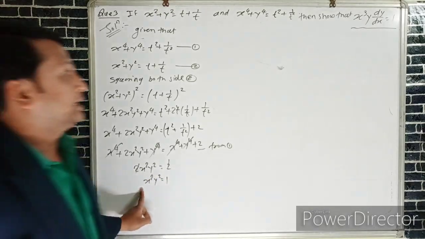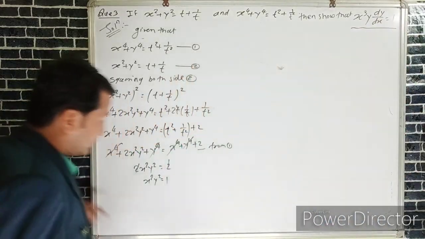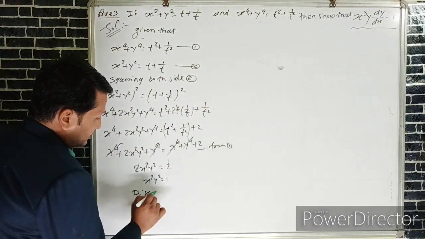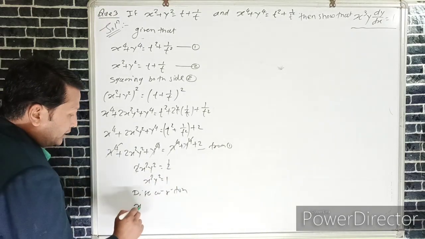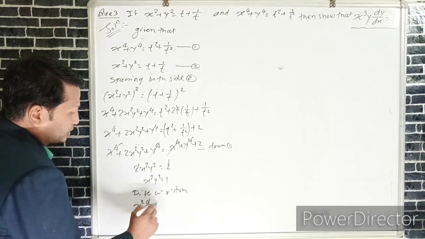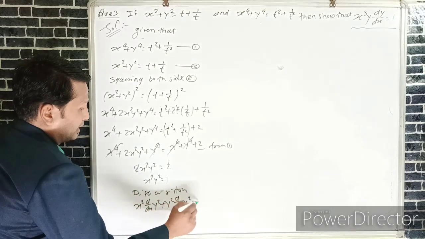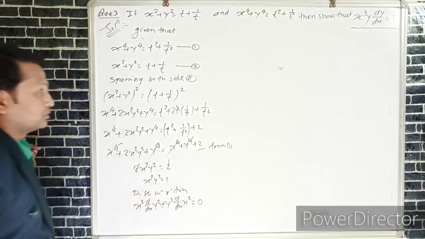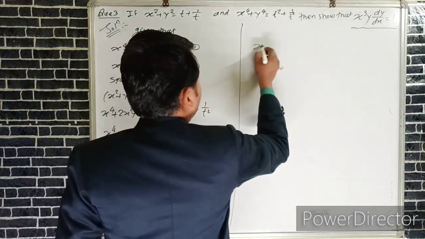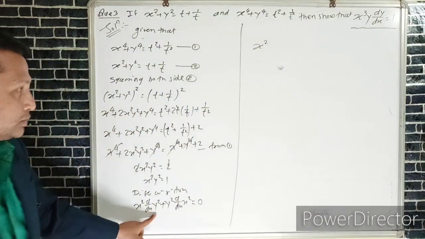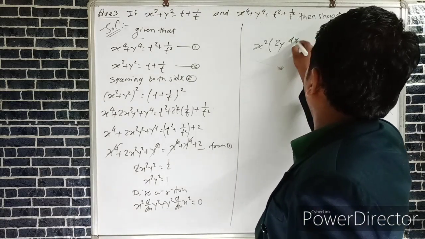We have to prove that x cube y into dy by dx is equal to 1. If we differentiate the given function with respect to x, then using the u into v formula, we can write x square into the derivative of y square plus y square into the derivative of x square, and the derivative of a constant function is 0. Now here x square as it is, and the derivative of y square is 2y into dy upon dx.